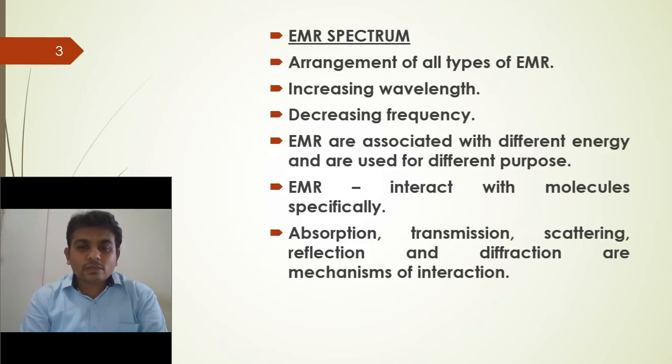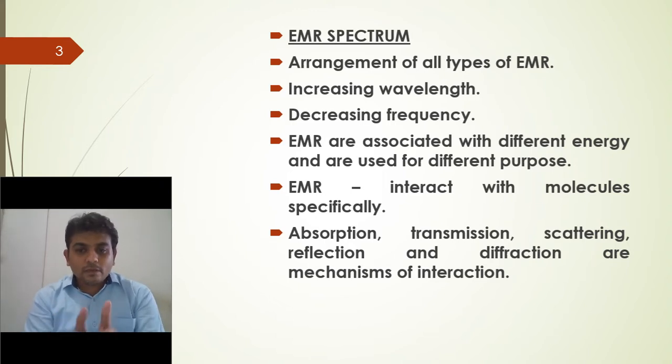Now, moving towards the first topic, that is EMR spectrum. Now, what do you mean by EMR spectrum? Basically, EMR spectrum is the arrangement of all different types of electromagnetic radiation in a particular way. This arrangement is done according to increasing wavelength of the radiation, or we can say that it is with respect to decreasing frequency of the radiation. In the earlier class, we have gone with the relationship between wavelength and frequency. Wavelength and frequency are inversely proportional to each other. So the arrangement of radiation with respect to increase in wavelength or decrease in frequency is basically termed as EMR spectrum.